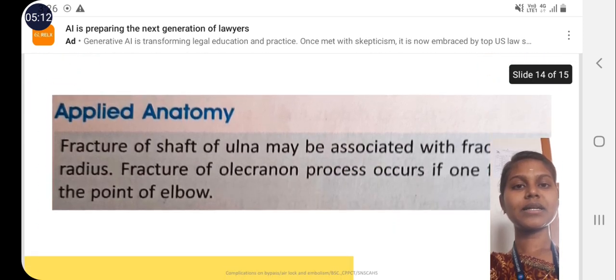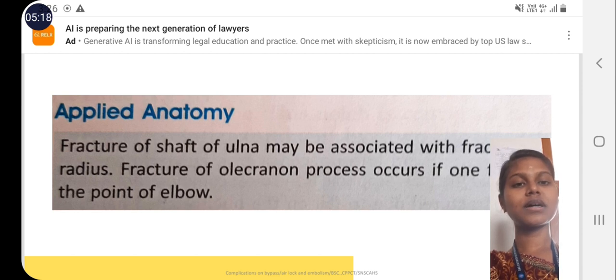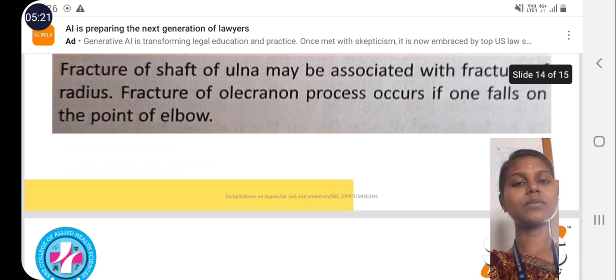In the applied anatomy, fracture of shaft of ulna may be associated with fracture of radius. Fracture of olecranon process occurs if one falls on the point of elbow.